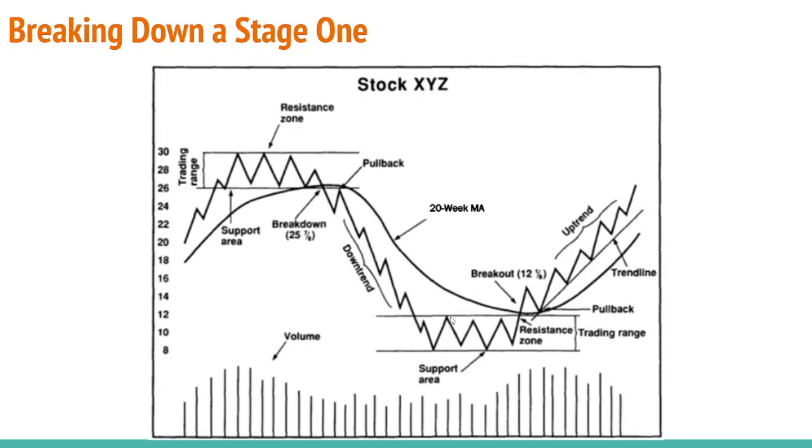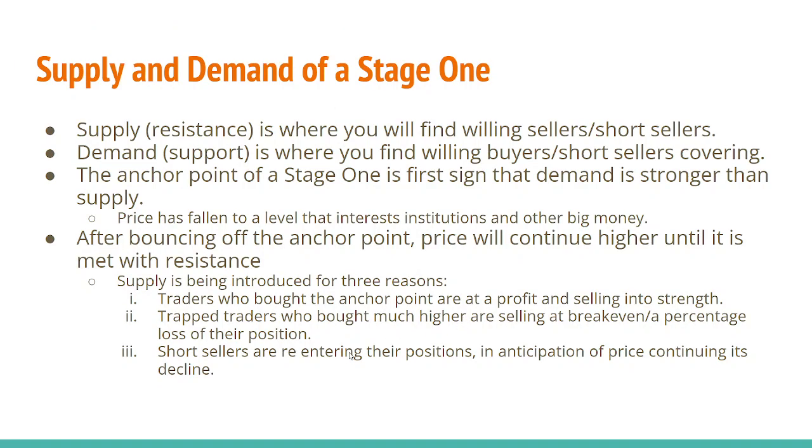He's just happy that he didn't have to sell at that loss, so he's getting out as soon as he can. There's also that person that bought at 20, and they want to go down all the way to 8, and then they finally get a bigger move up to 12, and they're like, I've got to get out of this thing. I'm going to take the loss. It doesn't even matter anymore. I cannot be in this asset. And then finally, you have short sellers that are re-entering their position in anticipation of price continuing its decline.